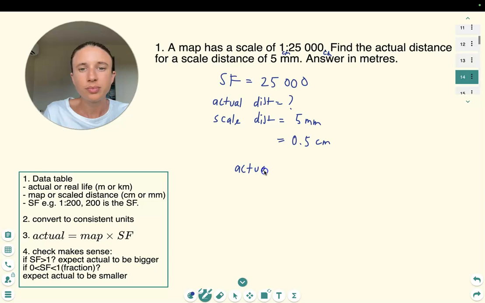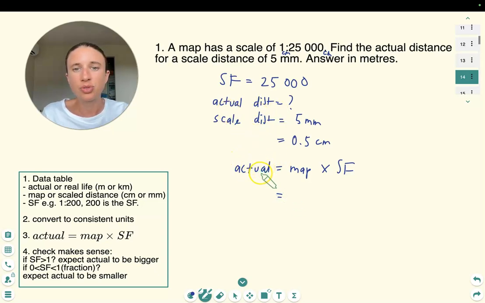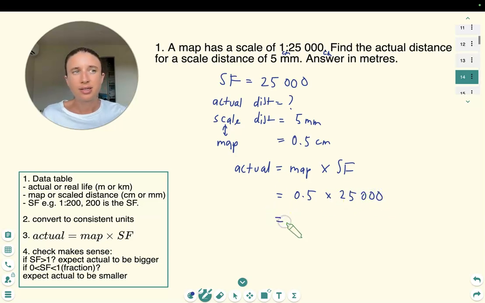Actual equals map times scale factor. Okay, good. It's already actual as their subject, so that's nice. Map distance, well, that is what scale distance is. They mean the same thing. So let's plug that in there. 0.5 times 25,000.